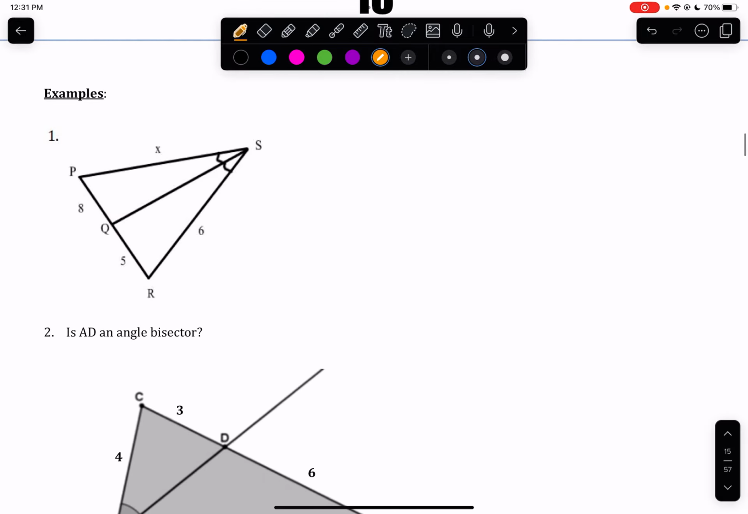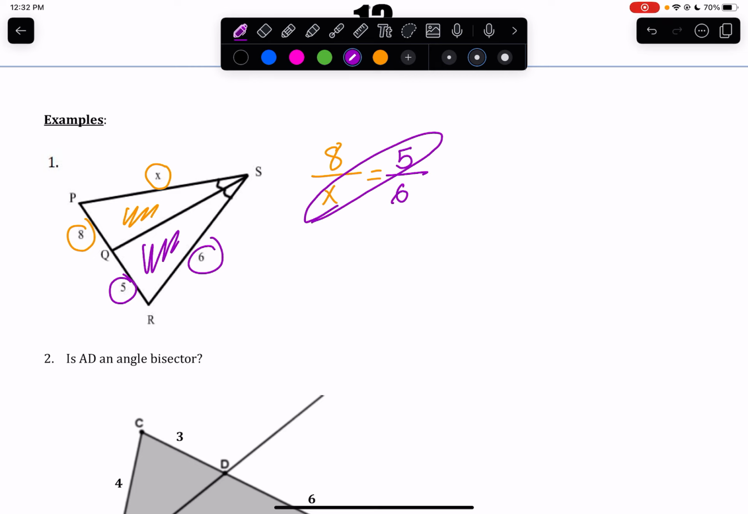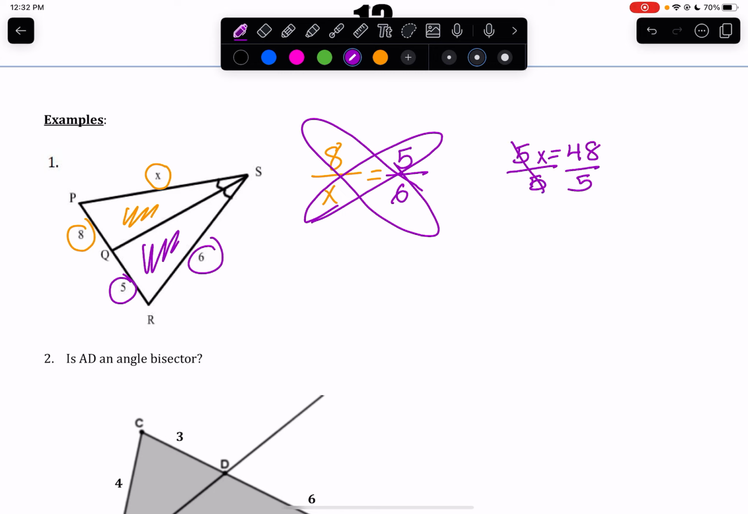So let's look at the next one, which has actual numbers. We're going to solve for X. So again, let's look at the two triangles. So we have purple and orange, right? So we have our split is 8 over X. Our split is 5 over 6. Cross multiply and solve. So we have 5X is equal to 48. Divide both sides by 5. So 48 divided by 5 is 9.6.